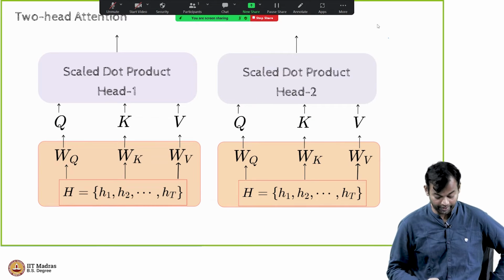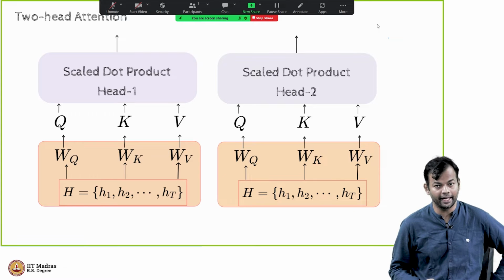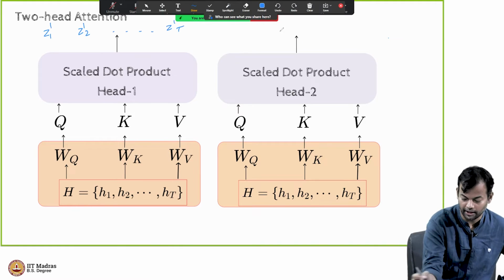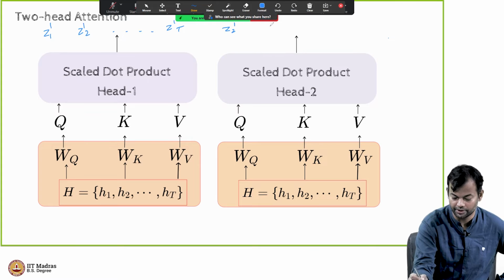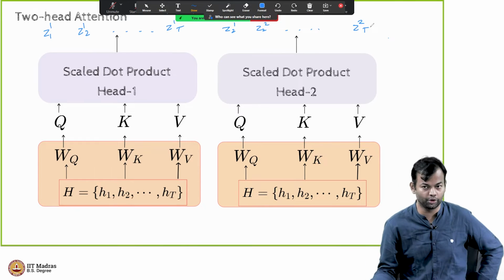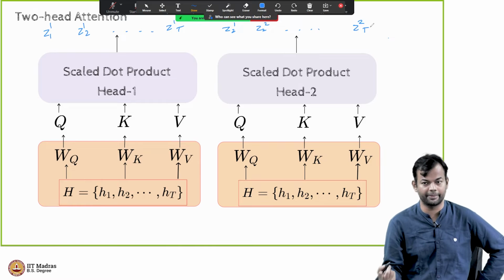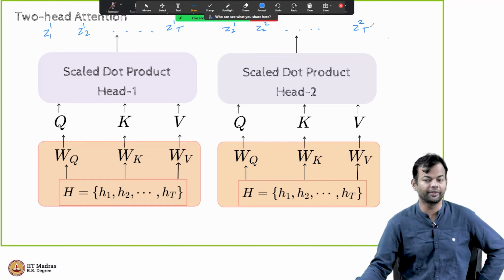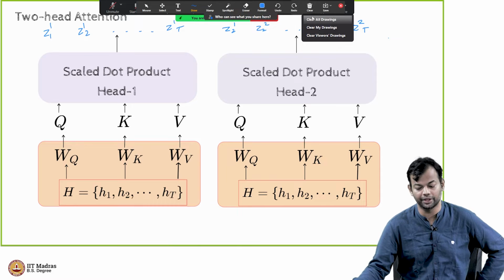And now you have head 1, head 2, and head 1 is giving you representations Z1, and this is giving you representations Z2. Now, there are several questions here, right? Why would you have two heads? And then if you are getting these two representations, which one do you consider? So we'll answer those two questions. But first, let us motivate, right? Why would you need multiple heads?